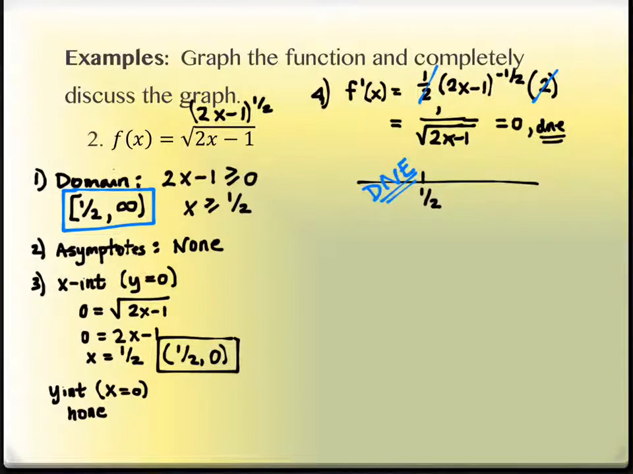So give me a nice value to test on the right-hand side. 1, I like 1 too. So we'll test the number 1. And what will we test it in? The derivative. So what is f prime of 1 going to be? A positive? Is that what we get? Okay. So positive. What does that tell me about the graph? It's increasing. So where is this graph increasing? Everywhere on its domain, right? So this one's increasing from 1/2 to infinity, which is its entire domain.